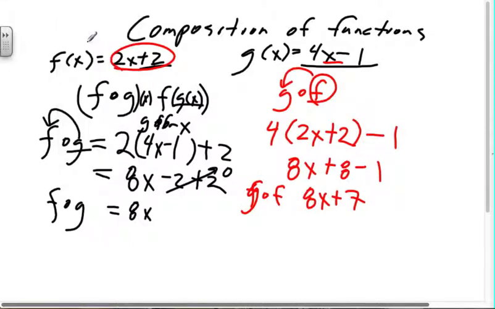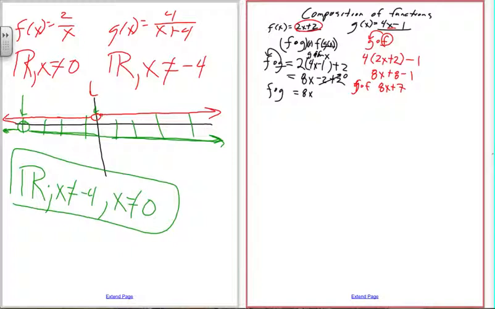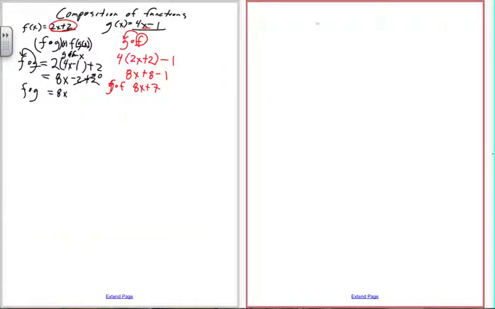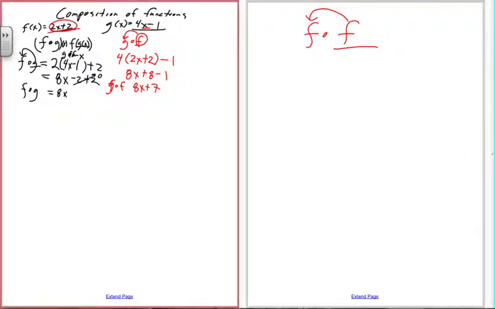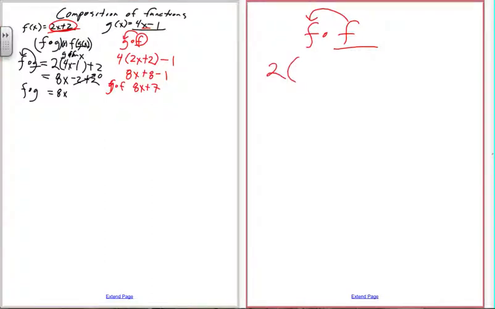So, one more here. Let's deal with FOF. This looks strange. But all it is I take f and I put it back into itself wherever I have an x. So here's my f. So I start out with 2 times. I got an x here, so I put f in its place. Which gives me 4x plus 4 plus 2.